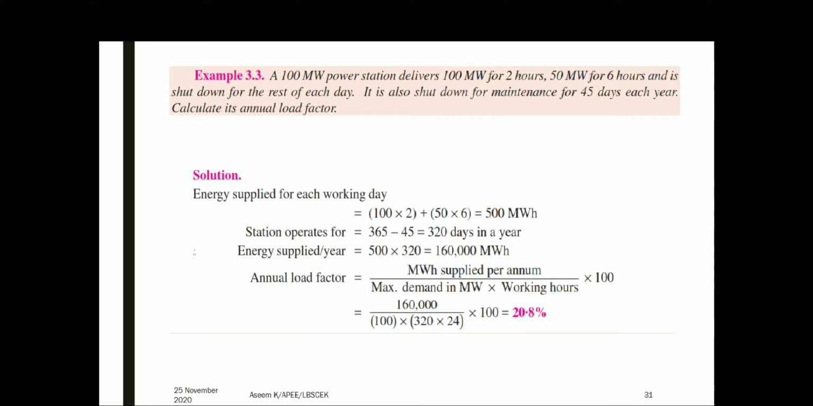So energy supplied per year you can calculate as 500 into 320. So annual load factor you can calculate as total energy supplied per annum divided by maximum demand into working hours, into 100%. That is 20.8%. This equation you can refer to in the previous slides.